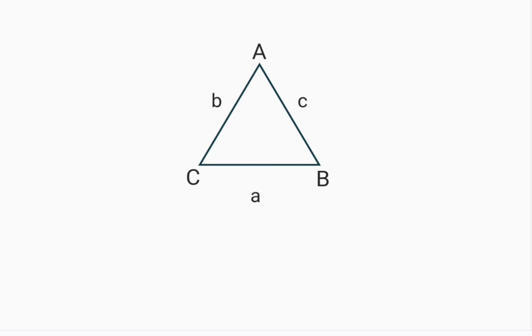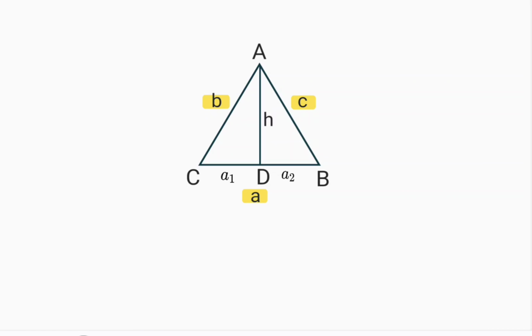Let's find it out. Take a triangle ABC with sides a opposite vertex A, b opposite B, and c opposite C. Next, drop a perpendicular from A to BC. Take this meeting point as D and the length of AD as h. Also take CD as a1 and DB as a2.